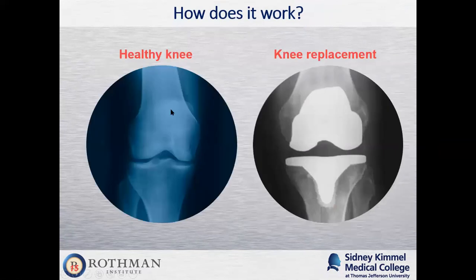So here's what it looks like on an x-ray. Here's a healthy knee right here on, I believe, your screen's left, which has the femur, the tibia, and then black space in between. That represents the cartilage. Here's a replaced joint where you have your femur and your tibia. The white is the metal femoral component. The white here is the metal tibial component. And then there's a piece of plastic in between. So it kind of looks analogous to your regular knee.